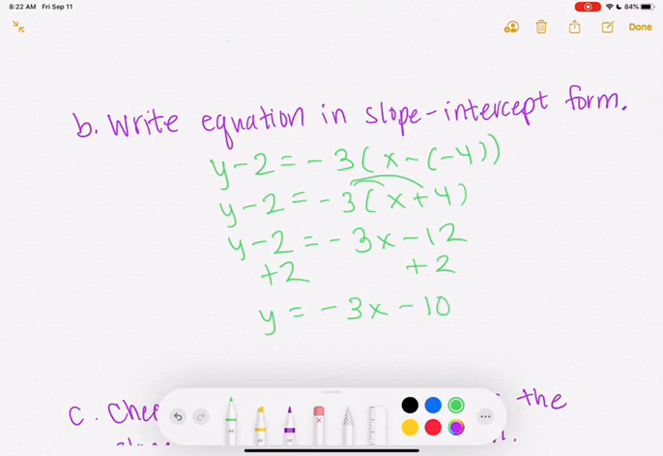Okay, so the x minus the -4, we can combine that, so we get x plus 4. Distribute that -3, add the 2, and we get y equals -3x minus 10.